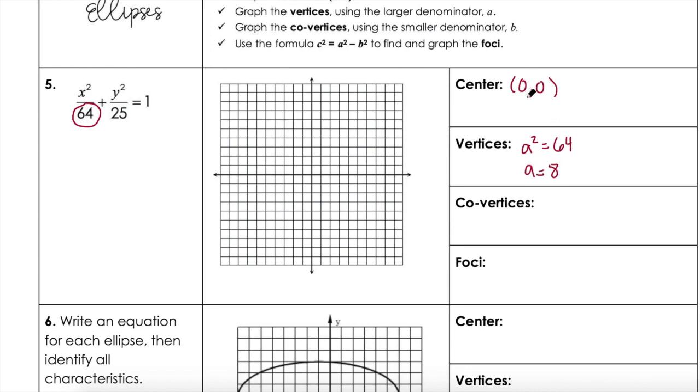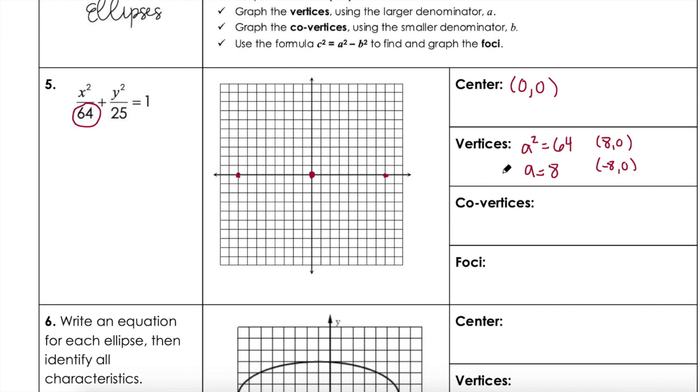That means that from our center, our graph is going to go to the right 8 units and left 8 units. So if we take our center and we add 8 to our x value, that would be 8, 0. And if we subtract 8, it would be negative 8, 0. Let's start by plotting these. So we have 0, 0. We're going 8 to the right and 8 to the left.